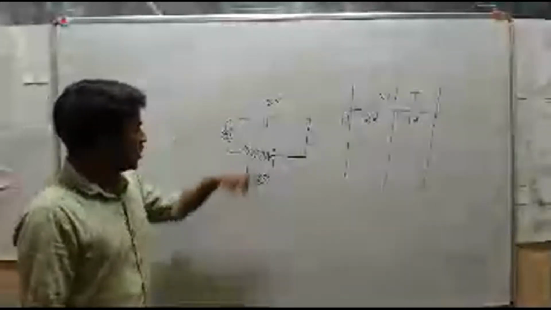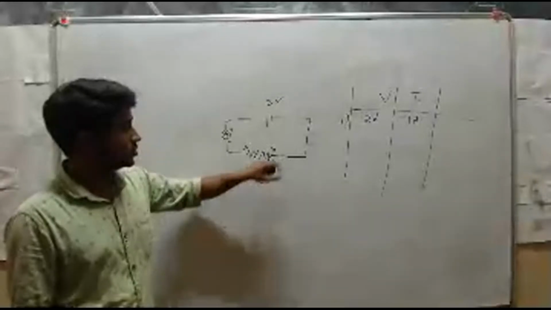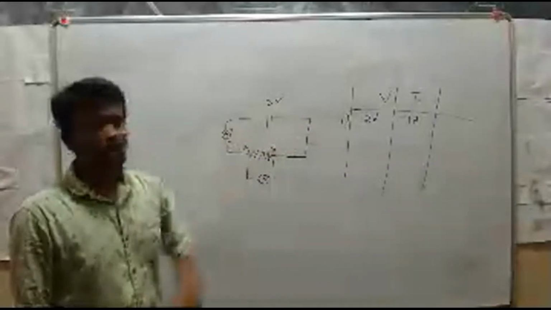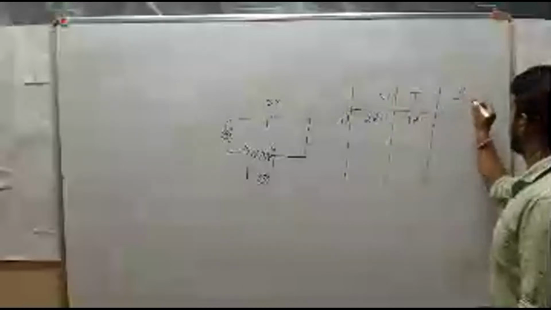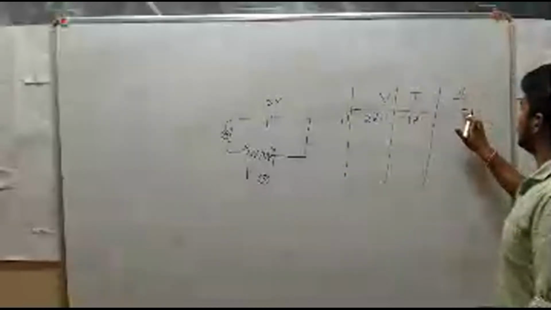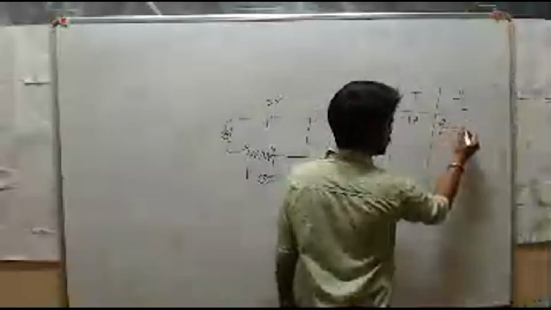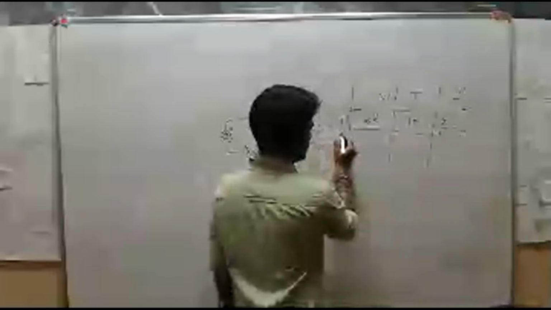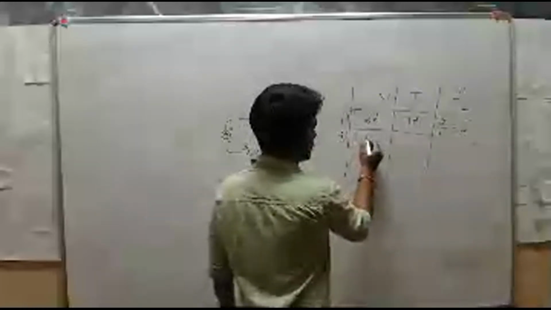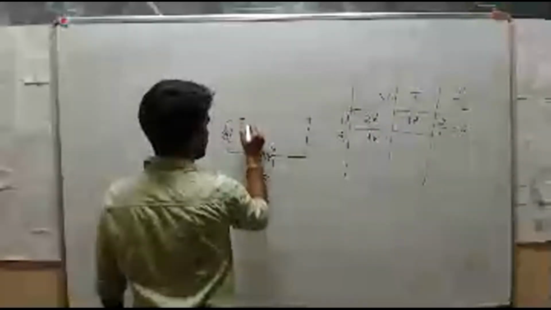Now I am passing 2 volts. Here the voltmeter shows 2 volts, and the ammeter shows 1 ampere current. Next, take the ratio of voltage to current, that is V by I. What is the answer? 2 by 1 equals 2. Next, in the second case, I will take 4 volts. I will add one more cell.